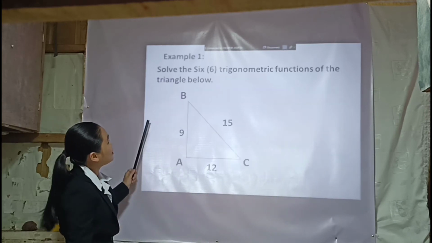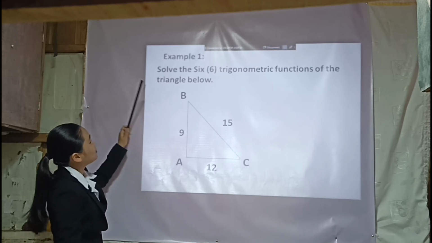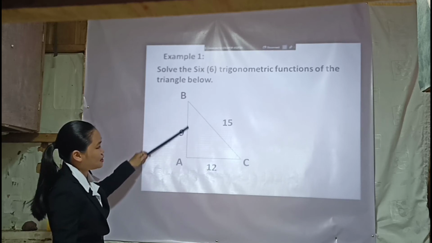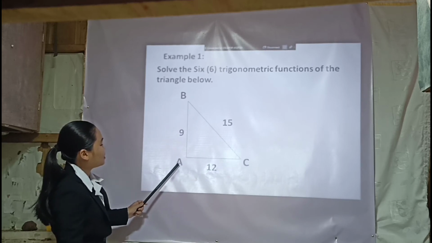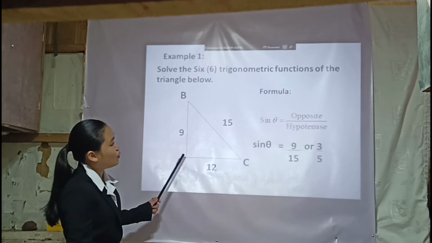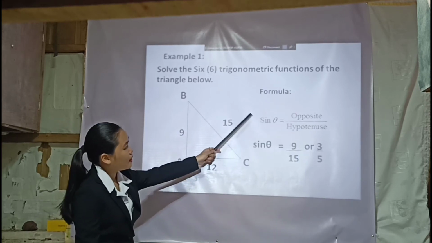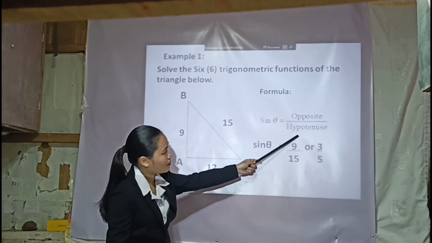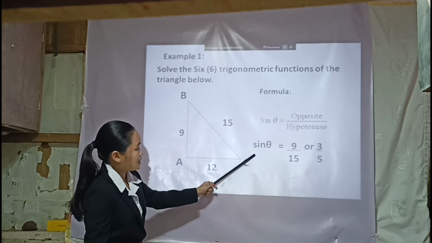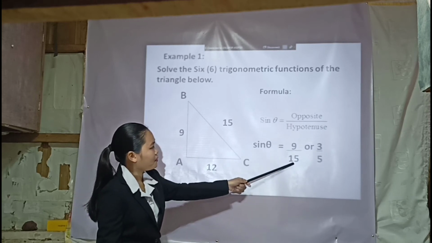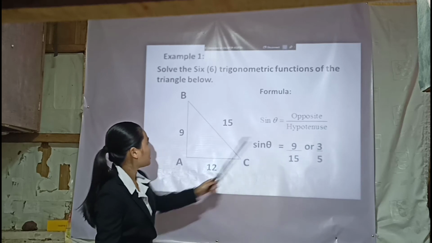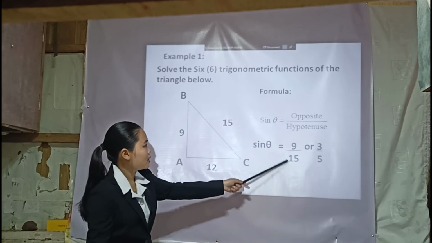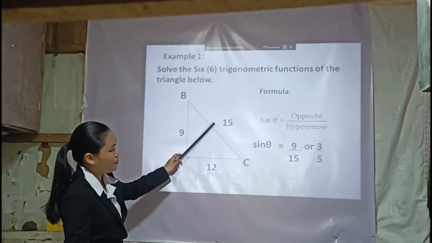So let's proceed to the first example. Solve the 6 trigonometric functions of the triangle below. So this is the figure, the right triangle ABC. So let's solve first the sine. The formula of the sine is sine theta equals opposite over hypotenuse. So, sine theta equals 9 over 15, which is the 9 is the value of the opposite or the measurement of the opposite over the hypotenuse, which is 15.